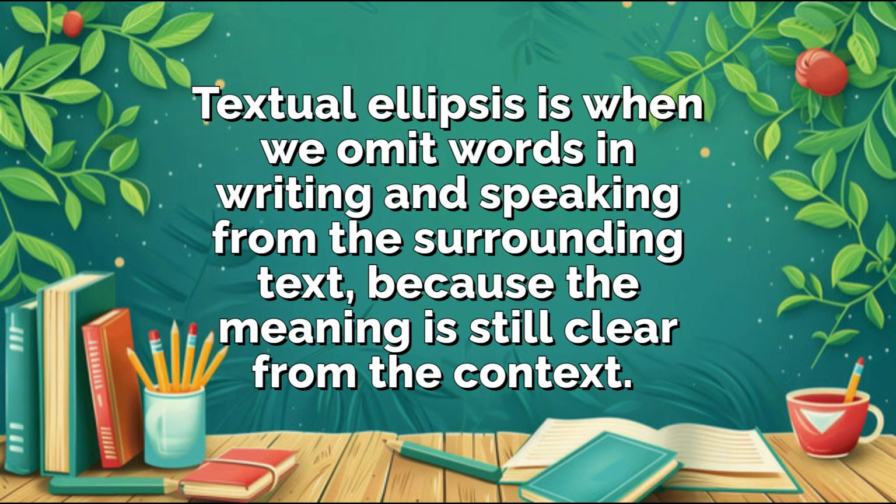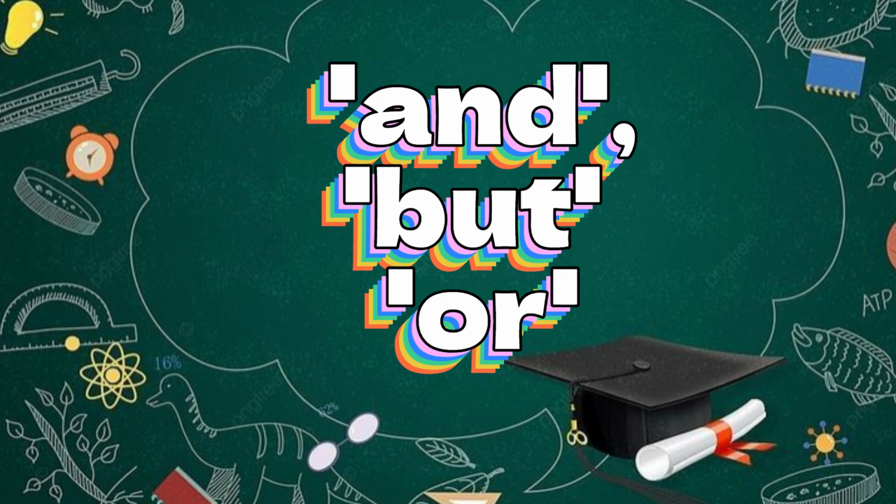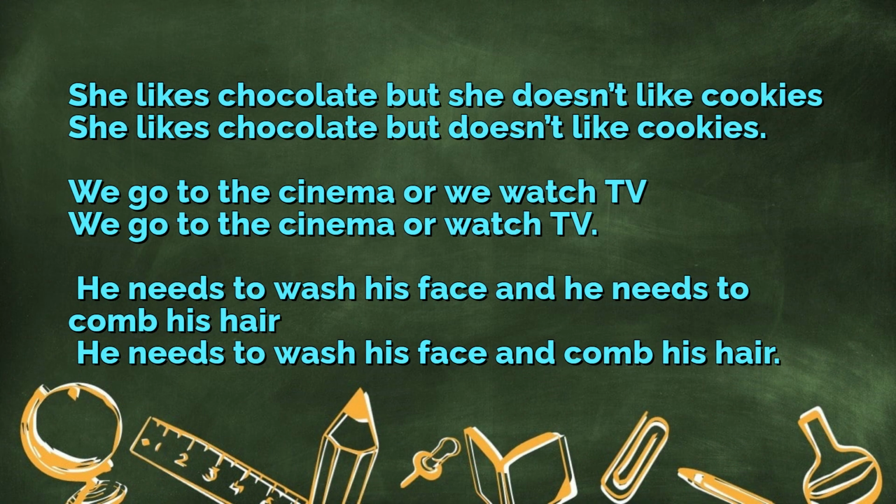Let's start with textual ellipsis. This is when we omit words in writing and speaking from the surrounding text because the meaning is still clear from the context. This often happens after words like and, but, and or, where we can drop a repeated subject or even an auxiliary verb. For instance, instead of "she likes chocolate but she doesn't like cookies," you can say, "She likes chocolate but doesn't like cookies." "We go to the cinema or we watch TV" becomes "we go to the cinema or watch TV." And "he needs to wash his face" and "he needs to comb his hair" can be shortened to "he needs to wash his face and comb his hair."